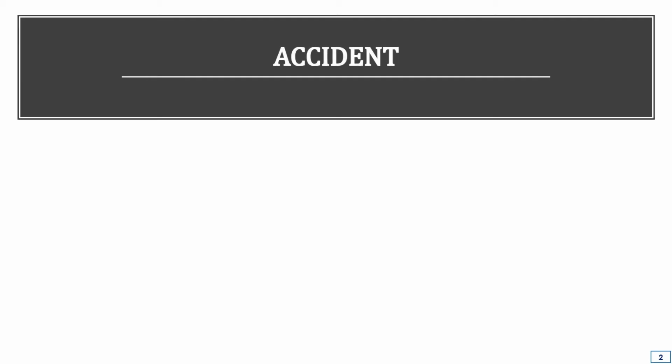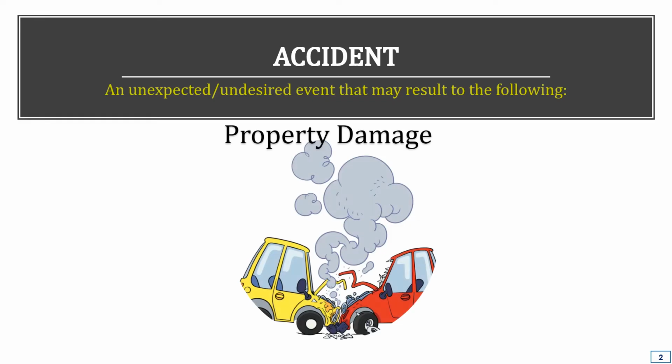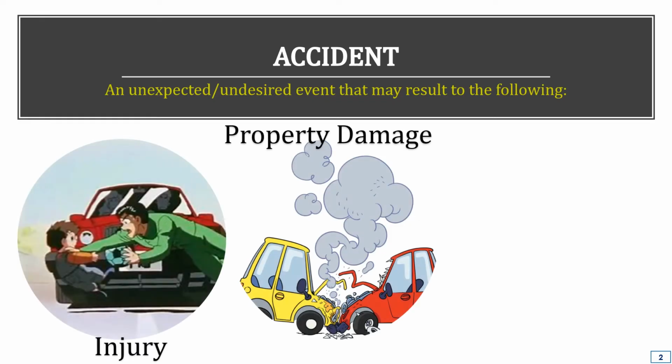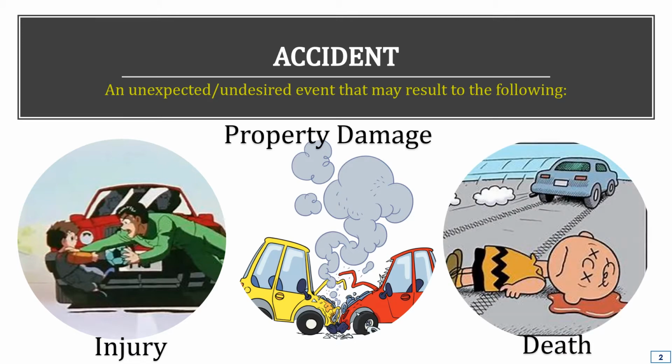To start off, we define accident as an unexpected or undesired event, which may result in property damage, serious or minor injuries, or fatality or death. So for accidents, we have many types of accidents. This would include work-related accidents, accidents at home, fire-related accidents. And in this lecture, we're going to focus more on what we call traffic accidents.